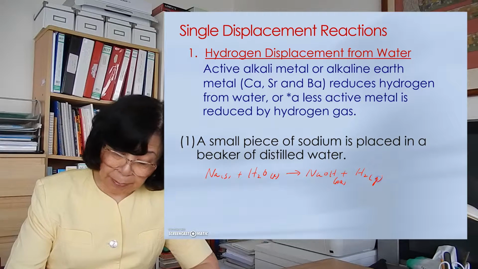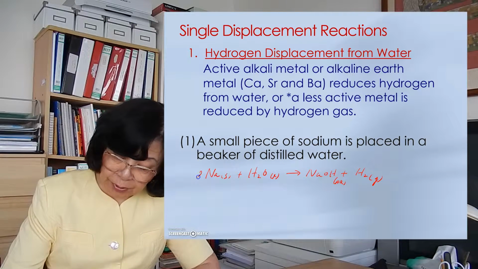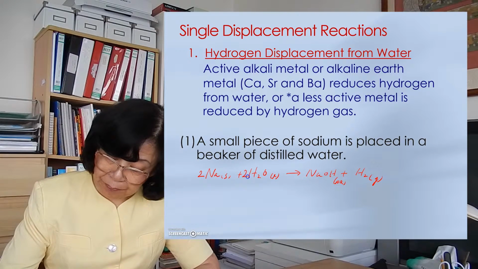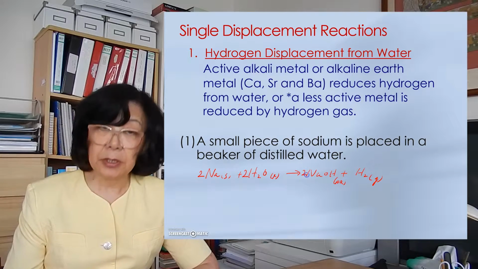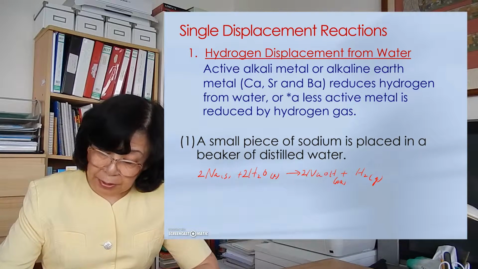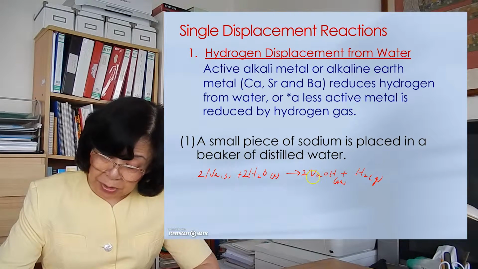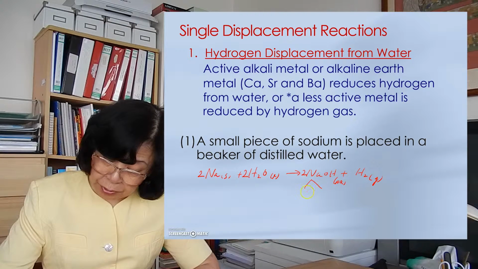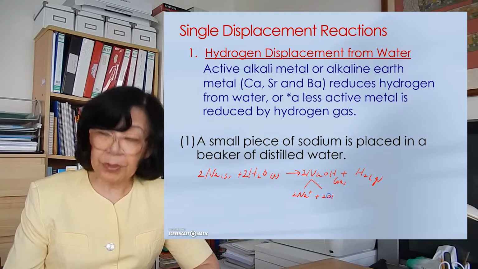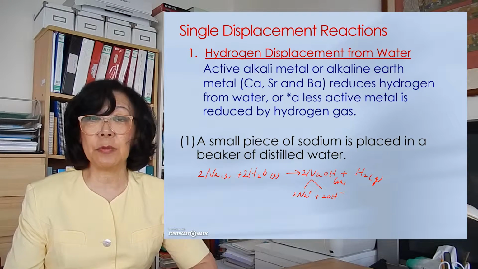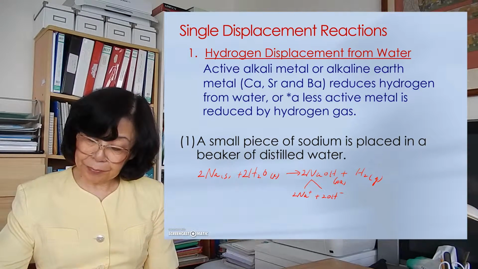And we balance it by putting a 2 coefficient in front of sodium, 2 in front of water, and 2 in front of sodium hydroxide. The only one that we can dissociate will be the aqueous solution into 2 moles of sodium ion and 2 moles of hydroxide ion for the net ionic equation, and nothing to be cancelled.